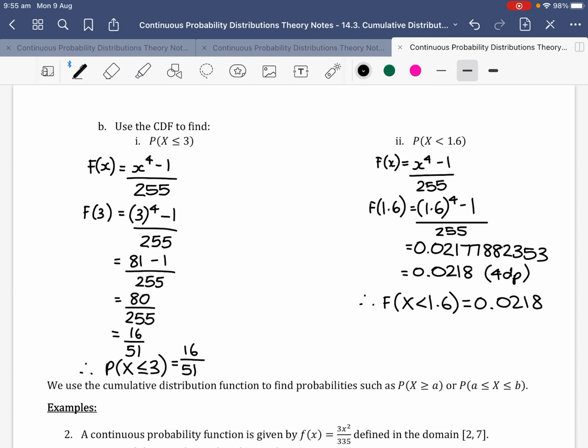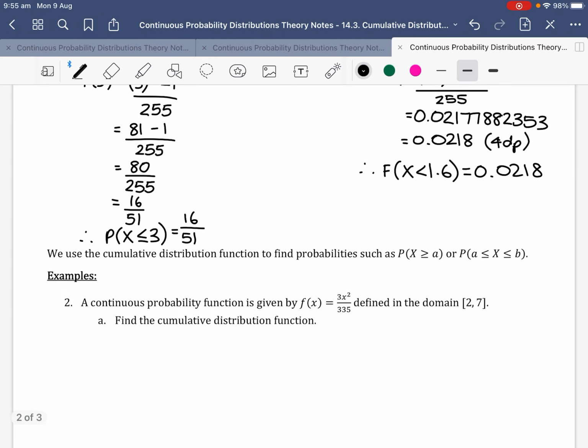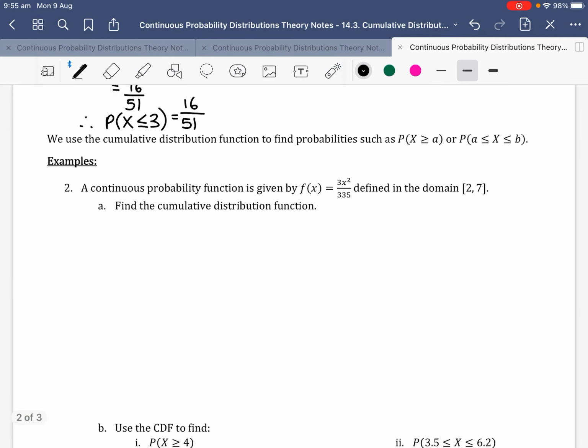So the probability of x less than 1.6 is equal to 0.0218. Then we use the cumulative distribution function to find probabilities such as the probability of x is greater than or equal to a, or the probability of a is less than or equal to x is less than or equal to b.